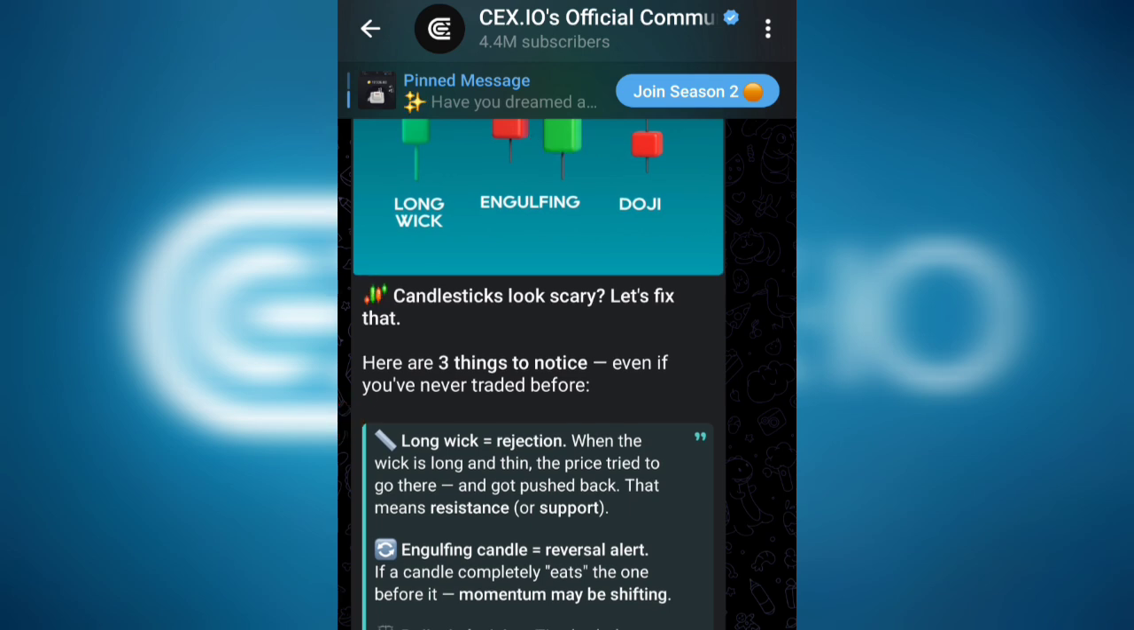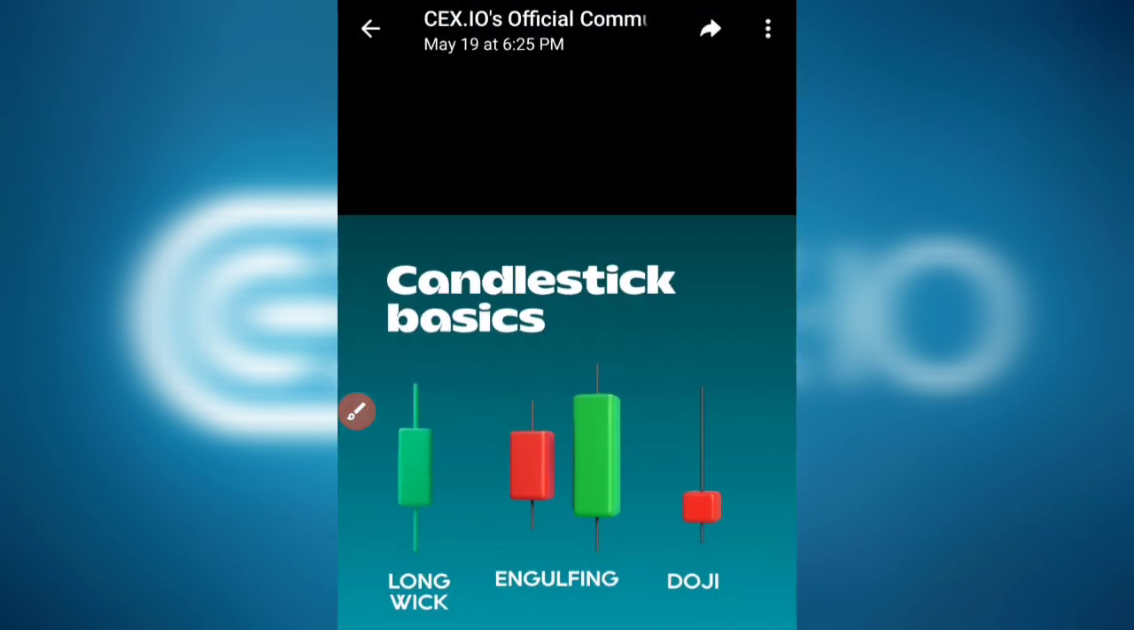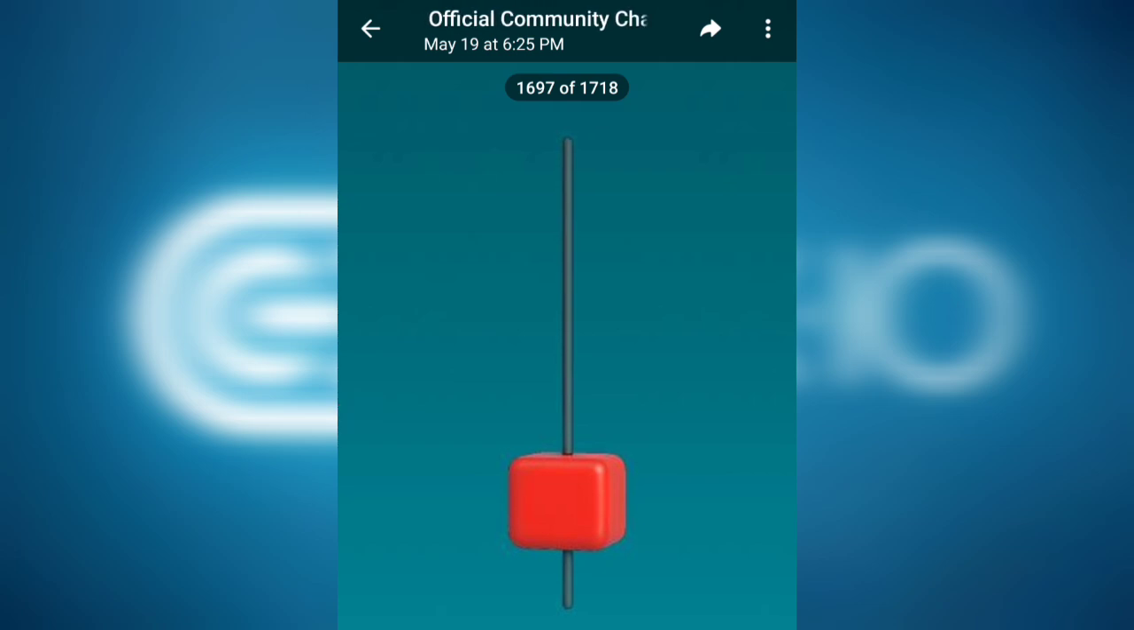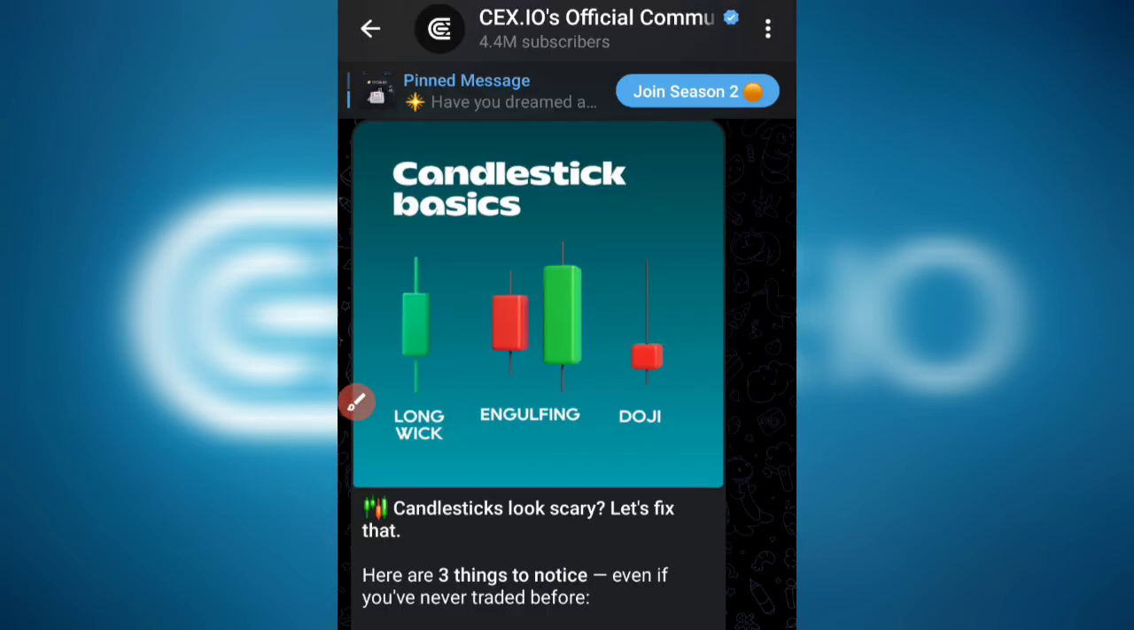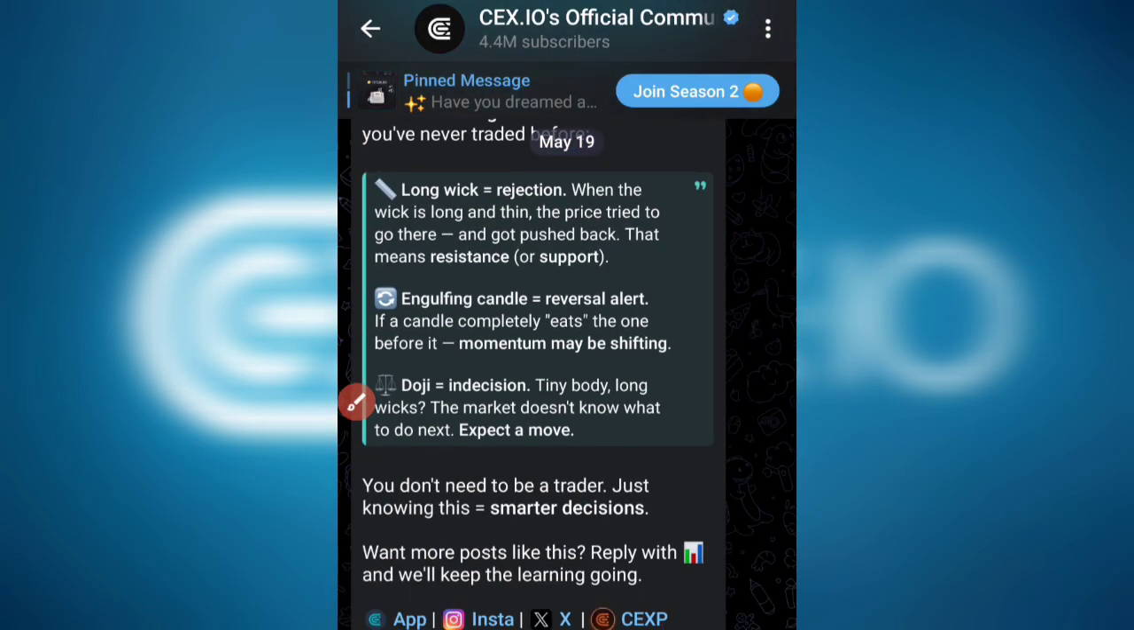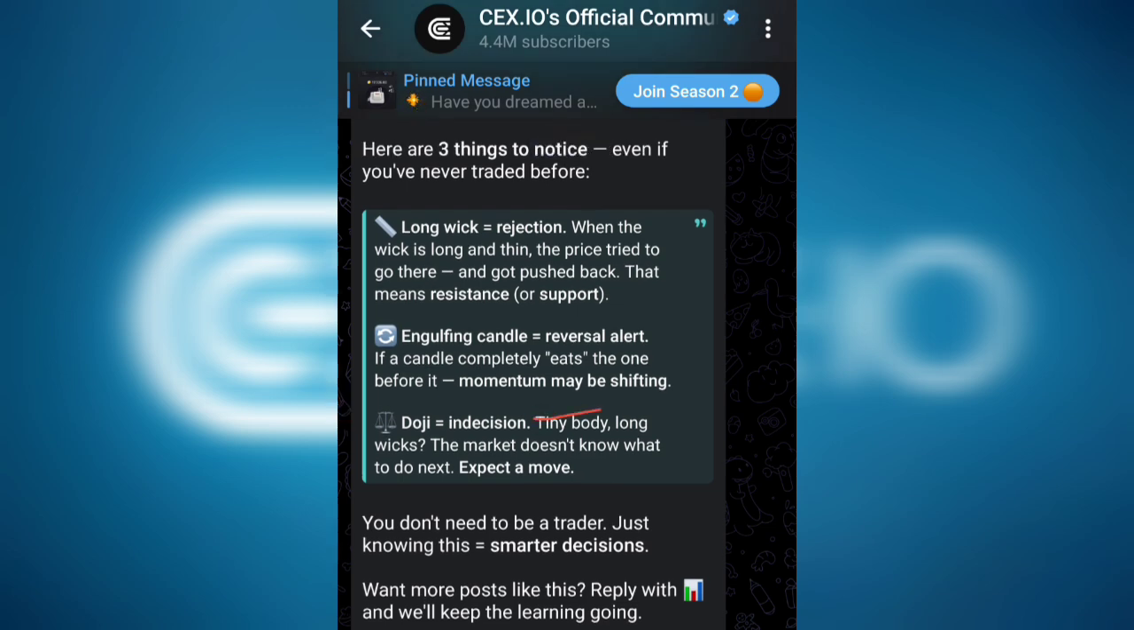And then finally, there's this one that is called Doji. Now the Doji basically means indecision, right? So if you look at this very candlestick right here, you will notice, guys, that this one has a longer wick. They call this a wick, right? It has a longer wick and then a short red body right here. So it means that the market is still confused a little bit, still deciding where it wants to go. So it looks like a tiny body with long wicks, right? The market doesn't know what to do next, so expect a move.